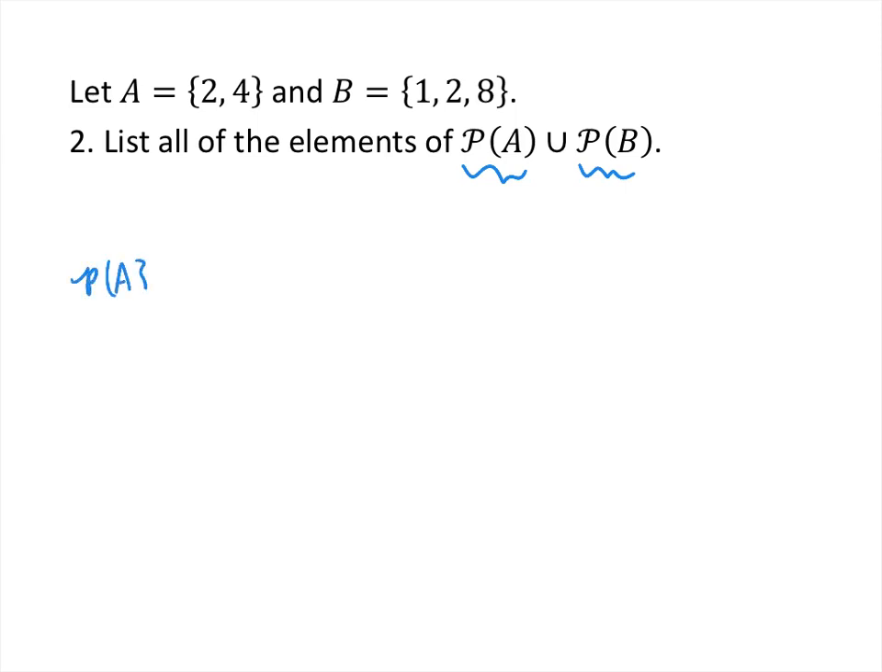The power set of A is going to be all of the subsets of A. A only has 2 elements, so it doesn't have that many subsets. It's got the empty set, as usual. It's got each element by itself, and then it's got the whole set A.